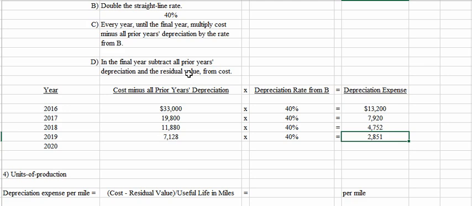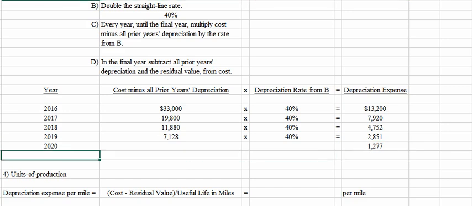Okay, in the final year, subtract all prior years' depreciation and the residual value from cost. So that's how we get our amount here. So we'll just say 33,000 minus all prior years' depreciation, so minus this one, minus 7,920, minus the 4,752, minus the 2,851, and then we're going to subtract our residual value of 3,000, and we end up with 1,277 depreciation expense in 2020.